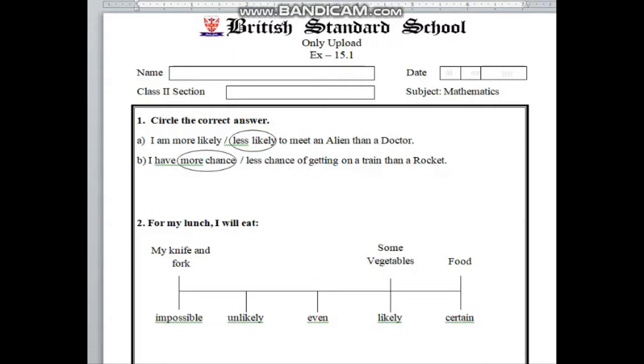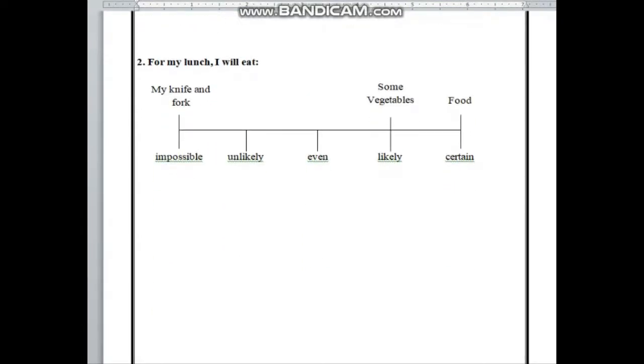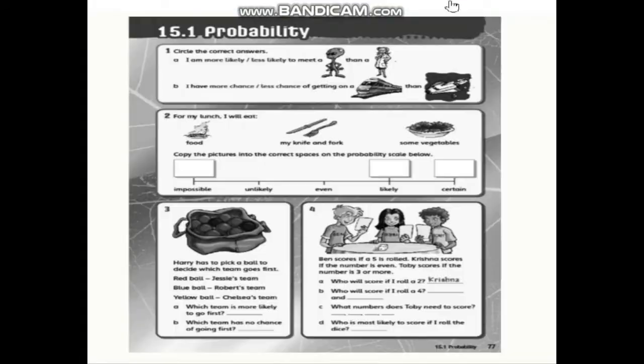Number 2 here. For my lunch, I will... Here are 3 options for us: food, my knife and fork, some vegetable. And here is a probability scale below. Look at here: impossible, unlikely, even, likely and certain.